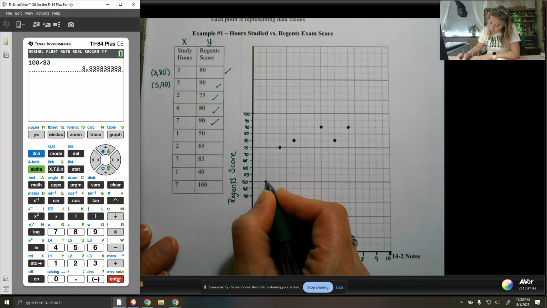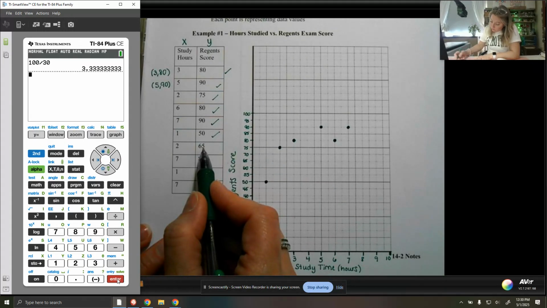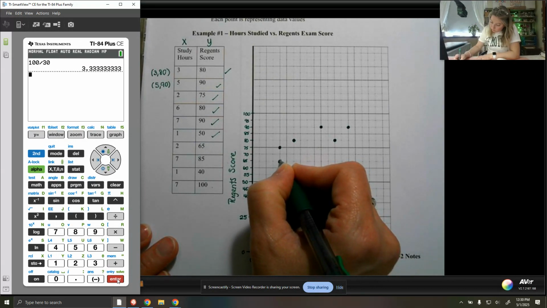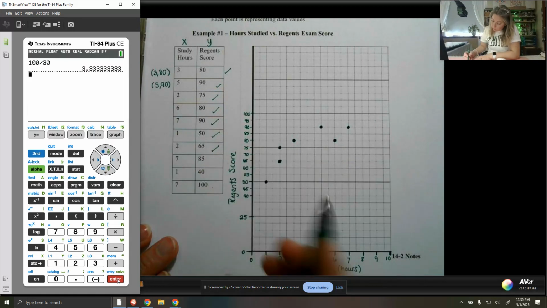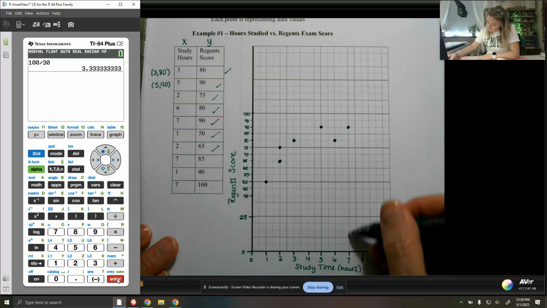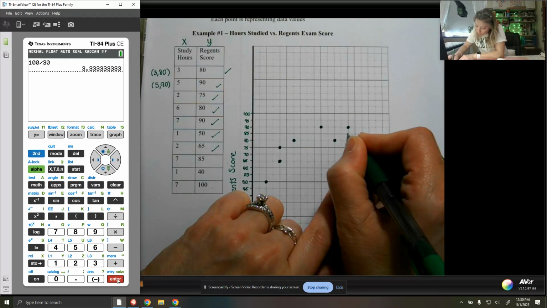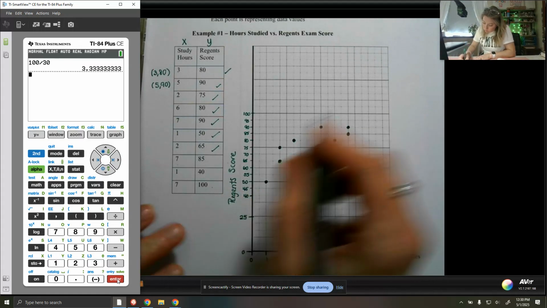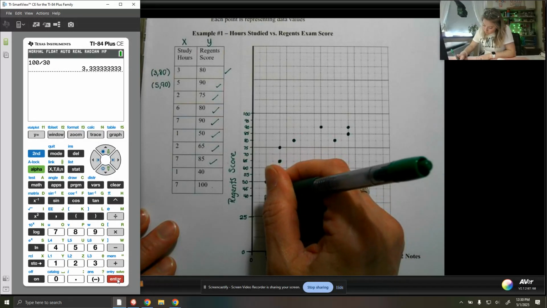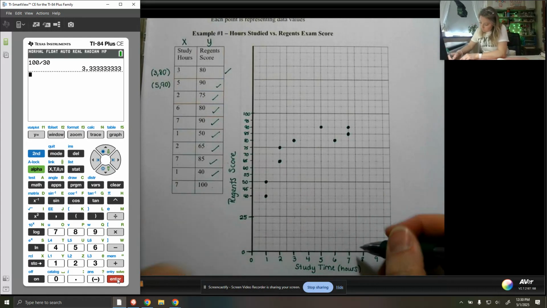1 hour of studying, 15 on the test. 2 hours, 65. So 2 hours, 65. 7 hours, 85. Sorry, my calculator is getting in my way. There we go. 1 hour, 40. And 7 hours, 100.